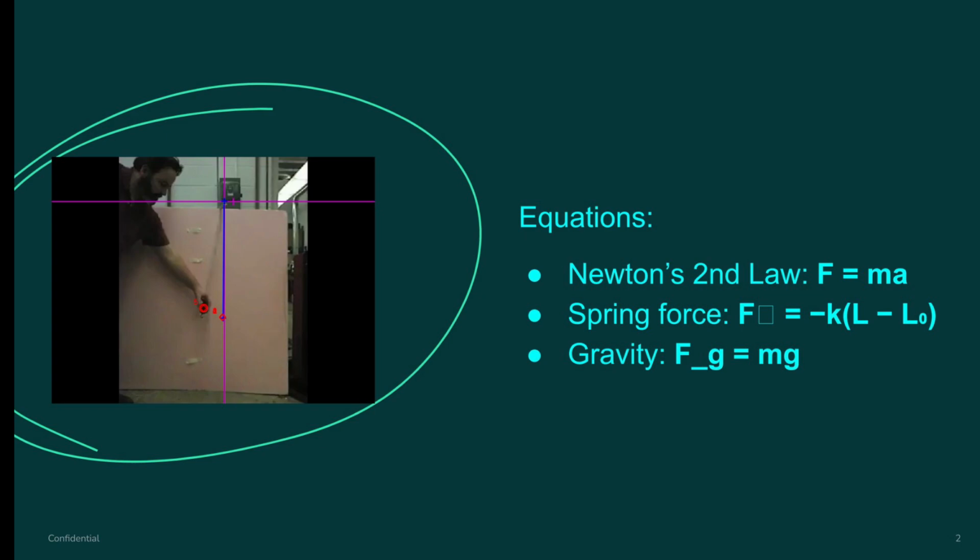The system is modeled using Newton's second law, F equals ma. The forces acting on the mass are gravity and the spring force, which depends on how much the spring is stretched. The spring force always acts along the direction of the spring. These forces determine the motion in both the x and y directions.